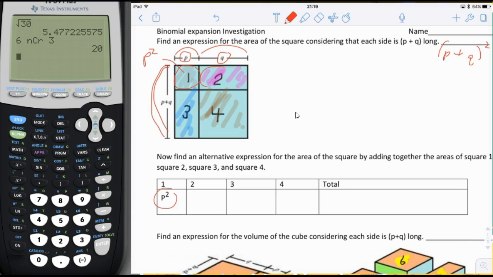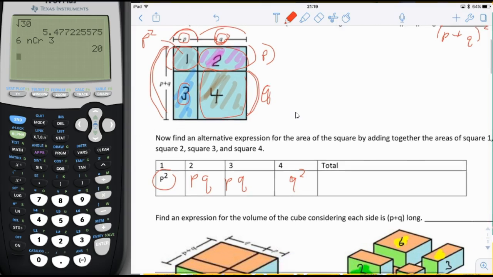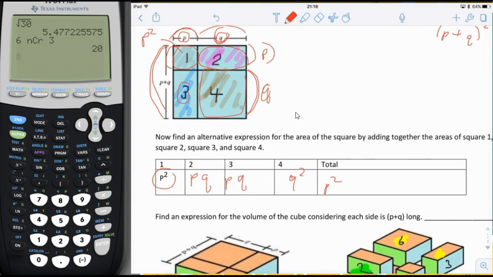What about this pink box here? This side is equal to p, and this is q. So the pink box is actually p times q, right? What about box 3? It also is p times q, isn't it? What about box 4? Box 4 is q and q. It's q squared. Now, what if we totaled these up? We're going to get p squared plus q squared, and then the pq and the pq can be added together, so we get 2pq. That should look kind of familiar.